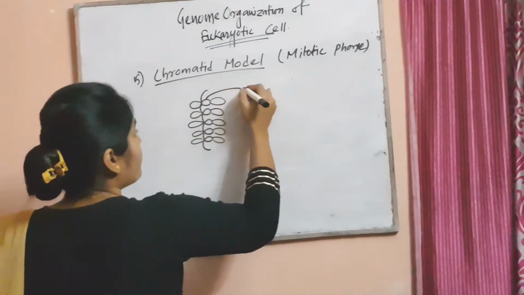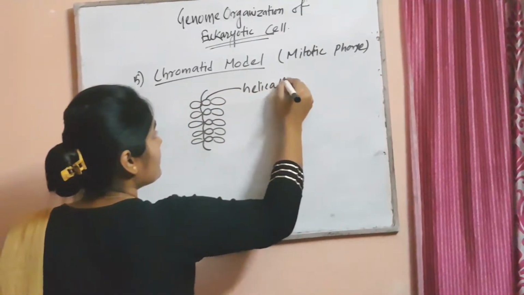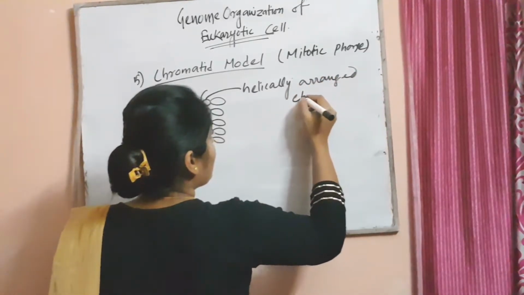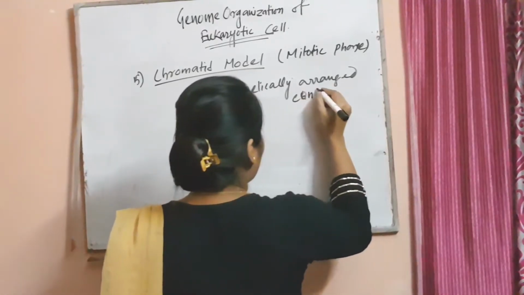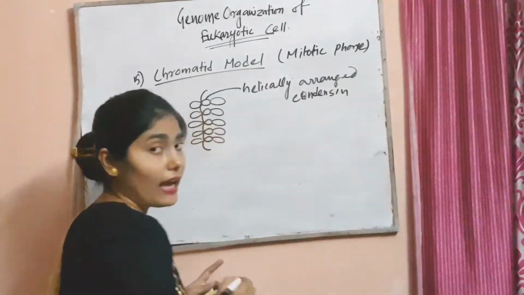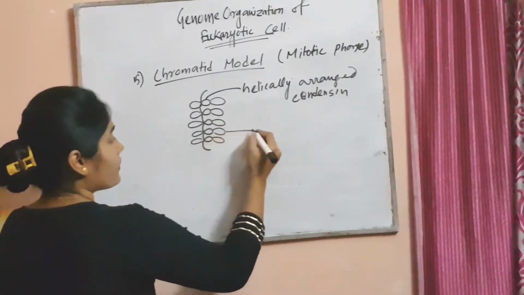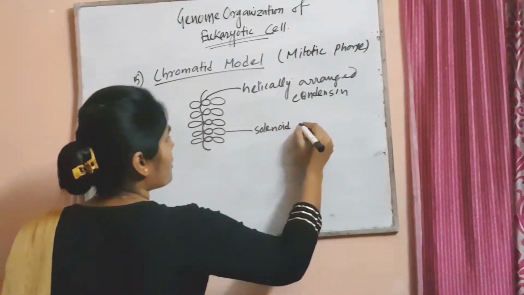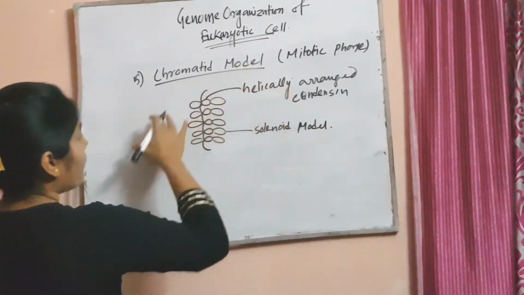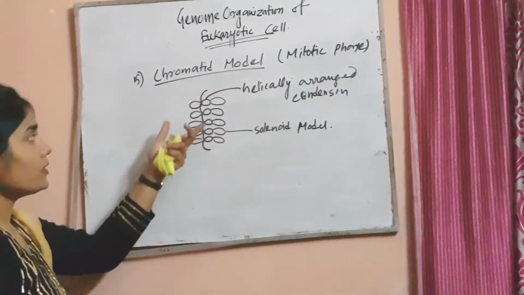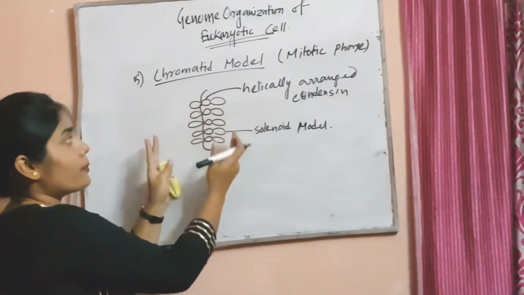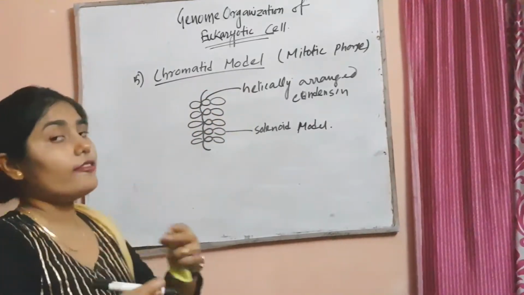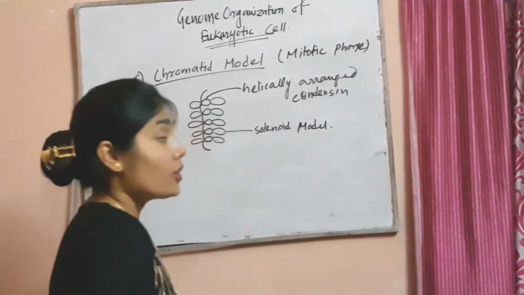This is the helically arranged condensin. It is the scaffold protein, and this is the solenoid model. All of this is known as the chromatid model. When the DNA and protein interaction conformation is like that, this model is known as the chromatid model. And the next level of physical organization is known as the chromatosome model.